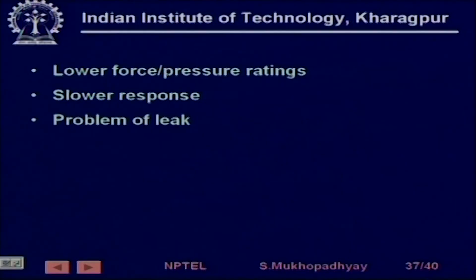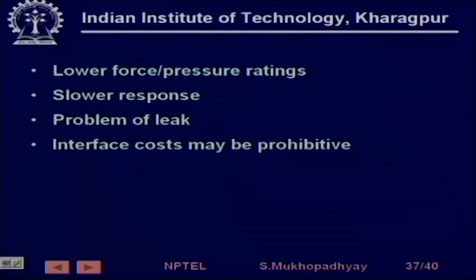In pneumatic there is a problem of leaks, and leaks are not so easy to determine, but they will reduce the efficiency of the system. If you want to prevent leaks, that will increase maintenance cost. It will also make the seals tighter and will increase friction, which in turn will cause a further fall in efficiency. So leakage is a big problem for pneumatic systems. Interface costs may be prohibitive. Sometimes you may have to interface with electronics and other elements.